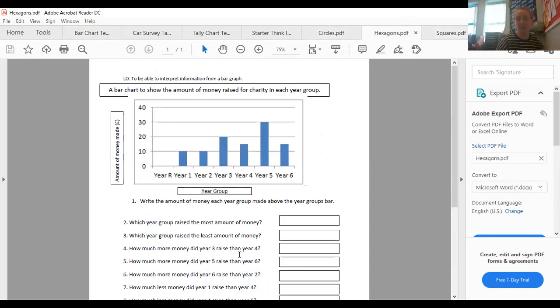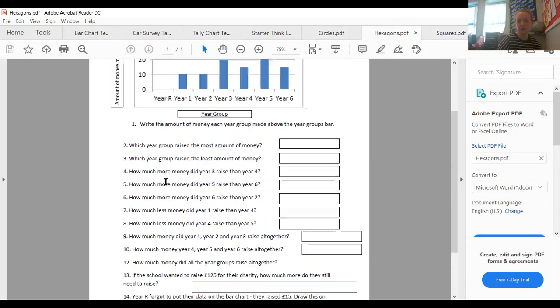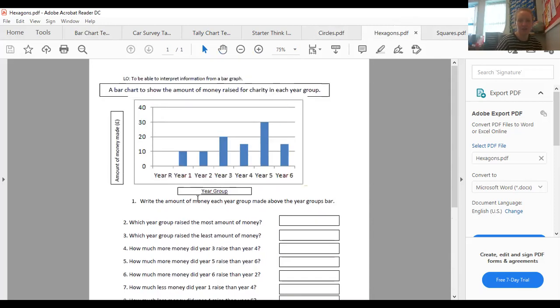Hexagons, you have got the same thing to do, but your information is slightly different. You are looking at the amount of money raised for charity in each year group in a school. So you can see reception here. There's nothing to represent, which means they didn't raise any money. And your scale is going up in tens on the side there. So answering all of those questions based on that bar chart today. You can see the Walt at the top to interpret information from a bar graph.